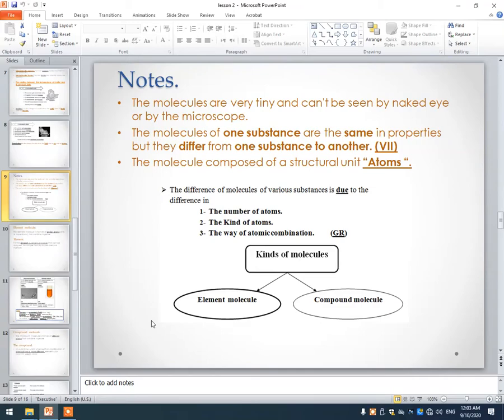Okay, now you have to know that there are two kinds of molecule. The first one is the element molecule, and the second one is the compound molecule. So if I ask you a question, complete: there are two kinds of molecule, dots and dots. Element molecule and compound molecule.